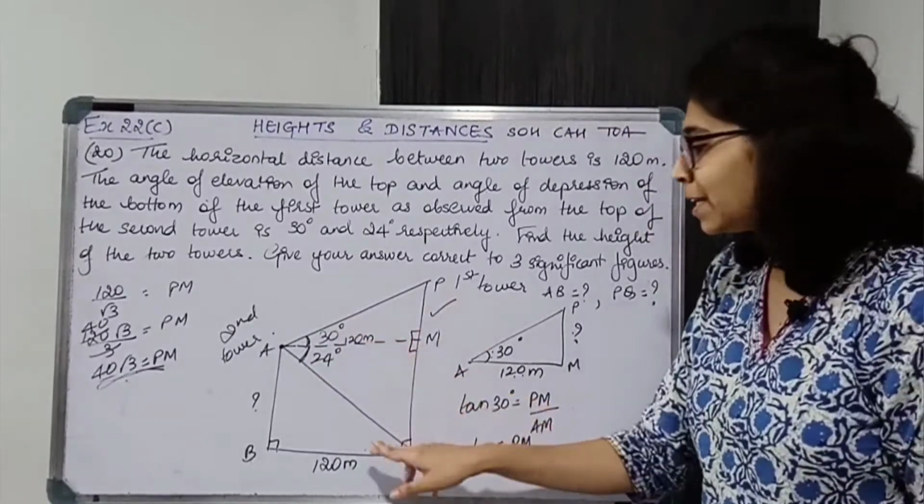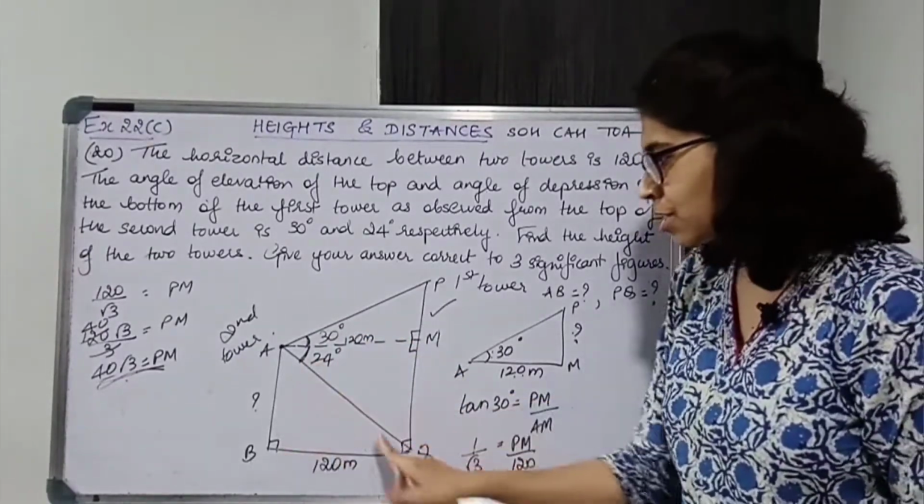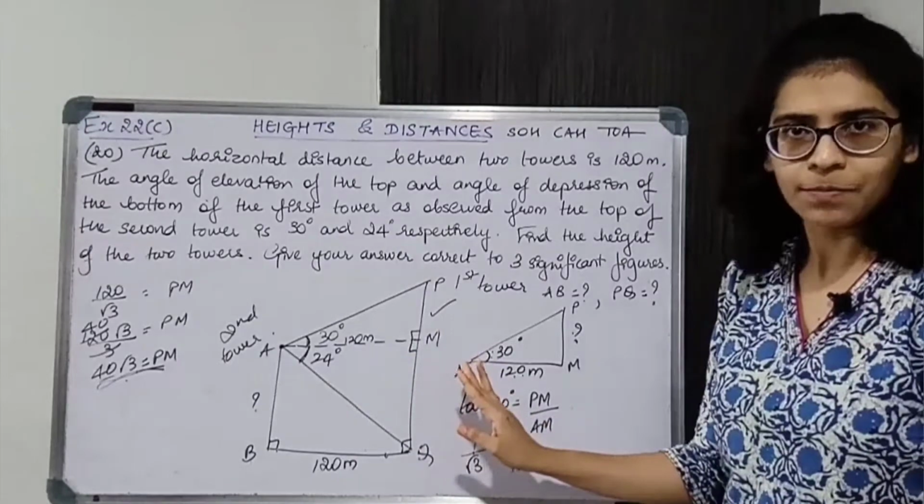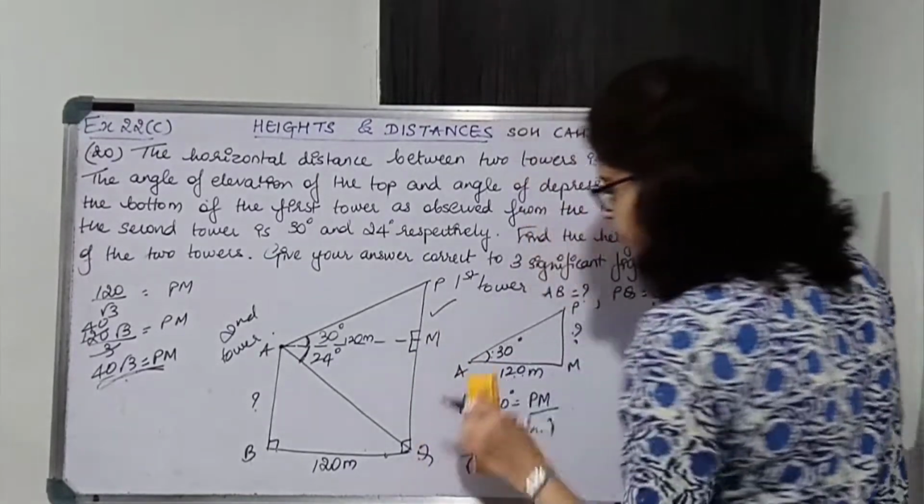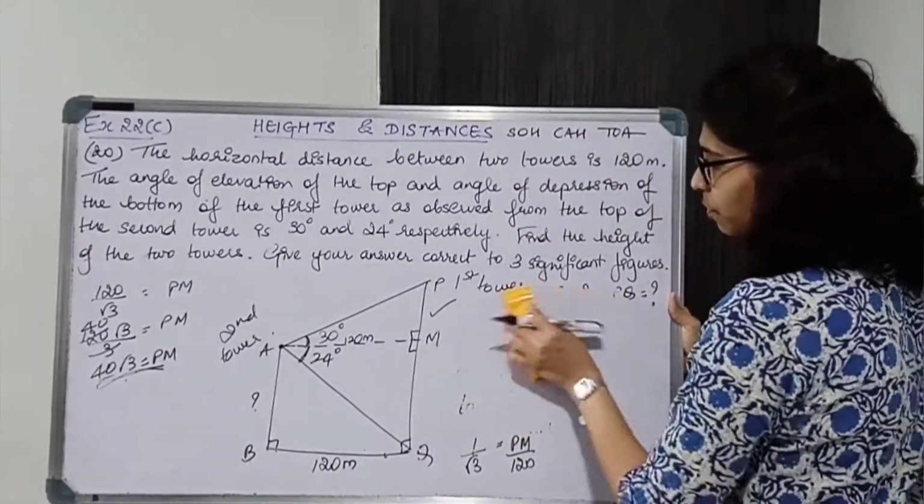So I'm not finding angle of elevation over here. I'm not going to consider this triangle. I'll consider this triangle only. ठीक है. So let us consider MQ.